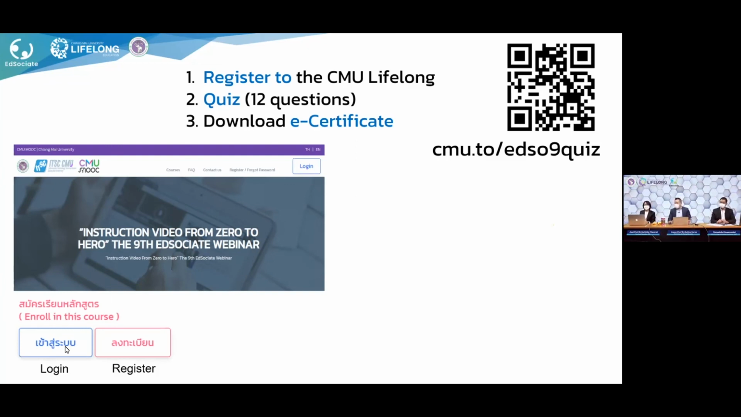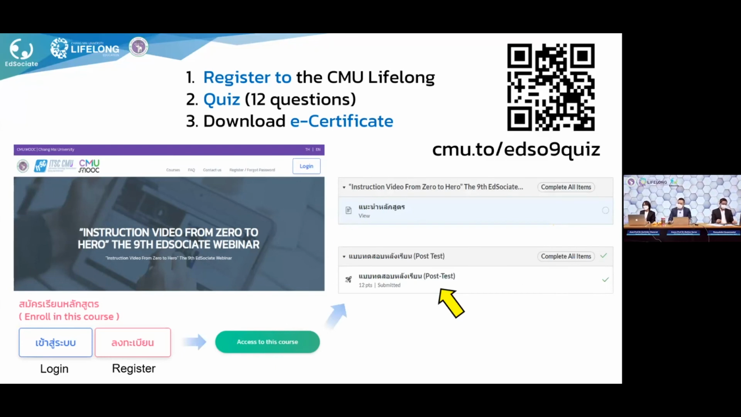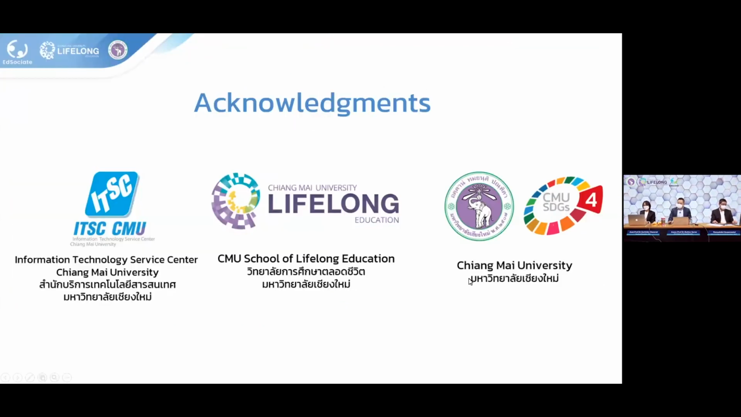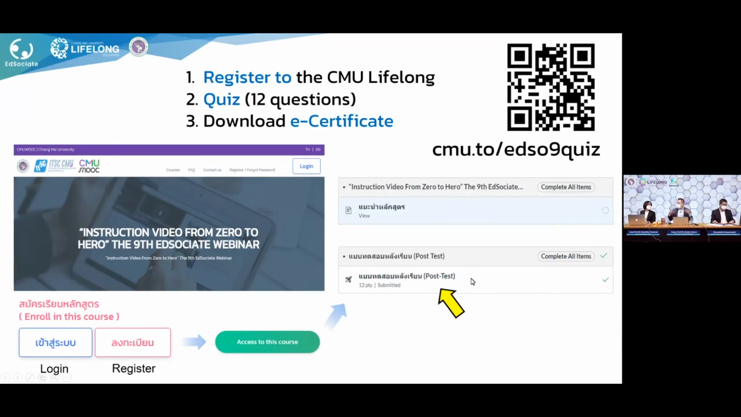Some of the system is in Thai, so sorry, but the blue one is login, and this one is register. So if you haven't registered yet, you can just register, and then log in. Once you log in, for this course, the instruction video from 0 to hero, it will give you the green button like this, access to this course. You just hit access, and it will bring up a page that looks like this, and you can click on the post test. Once you do all the tests and pass the quiz, you can download the e-certificate in the next couple of days or so.